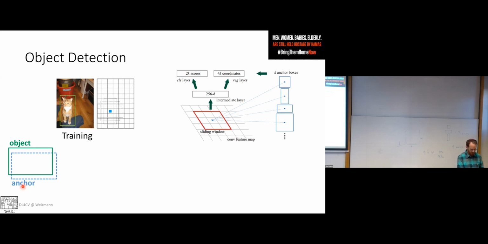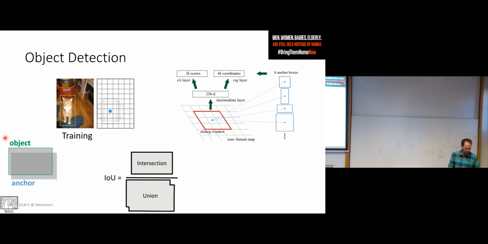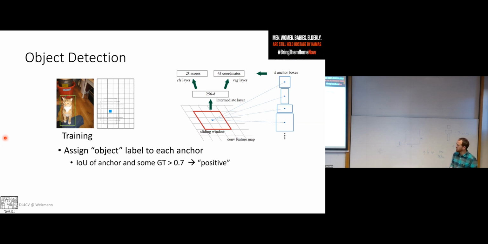So we have the anchor and we have the annotated object. This is the union of their area. This is the intersection. And we are going to measure the intersection over union. So the intersection over union ranges between 1 when they perfectly overlap and 0 when they don't have any overlap at all. And 0.7 is a significant overlap. 0.9 is almost perfect.